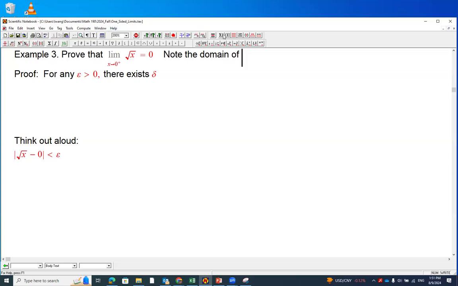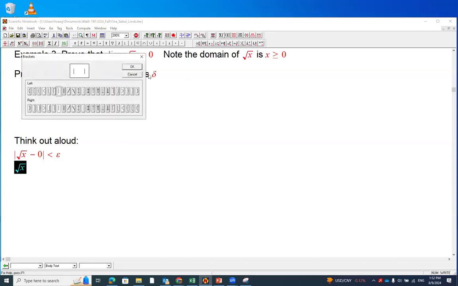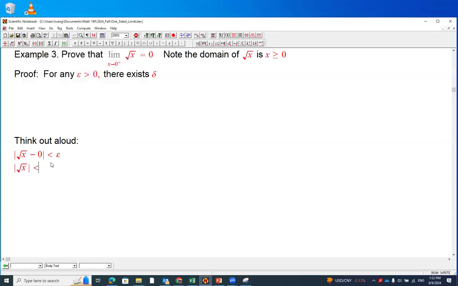The domain of the function is x greater than or equal to 0. We always should be aware of the domain. All right. So if this is what I want, how do I get that delta? I can drop the 0 now. So the absolute value of root x, knowing all the x is going to be positive, I'm going to write it this way. So this has to be less than epsilon.